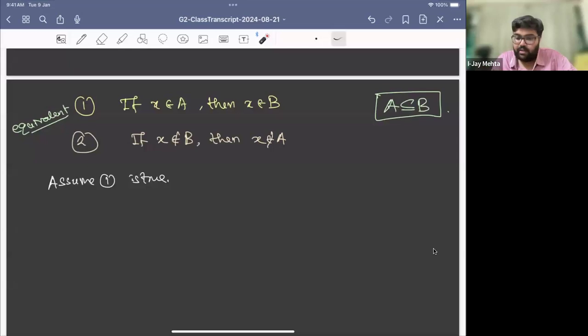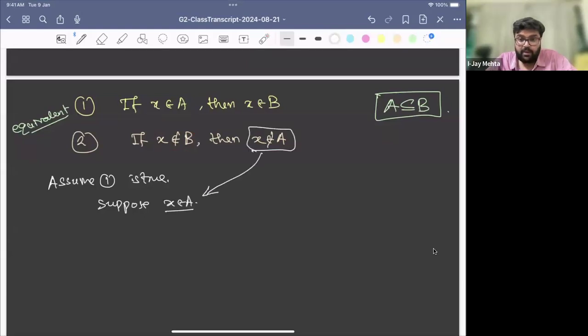Right? So I have assumed X is not in B. I want to show that X is not in A. So what I'll do, I'll suppose X belongs to A. Okay, to prove this was to be done, but suppose I have done this. But then can I use anything that is given to me? Can I conclude anything from this?